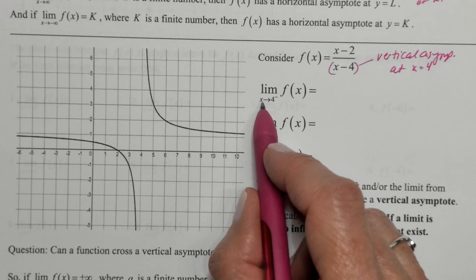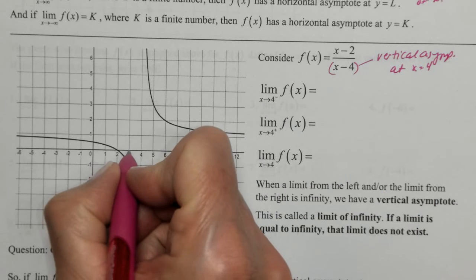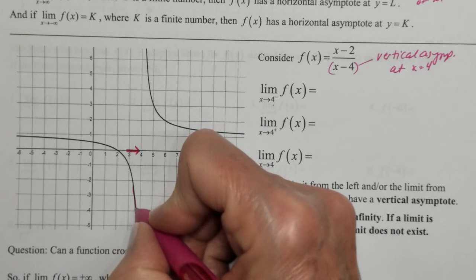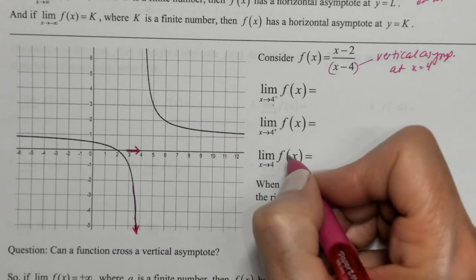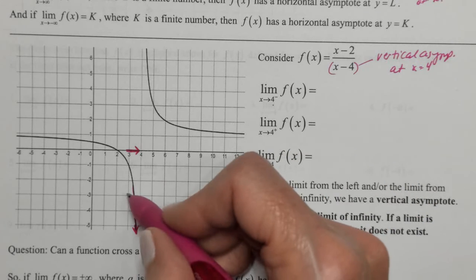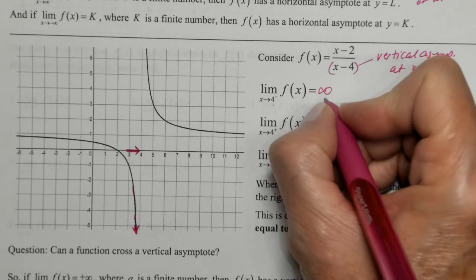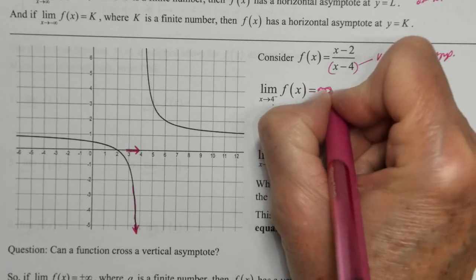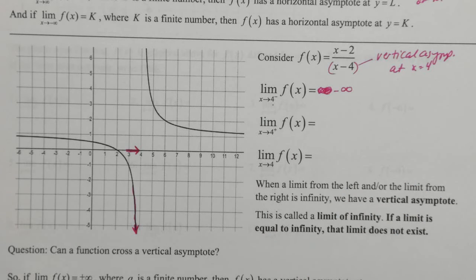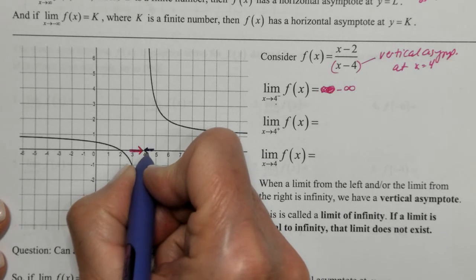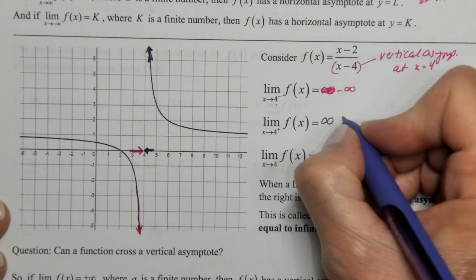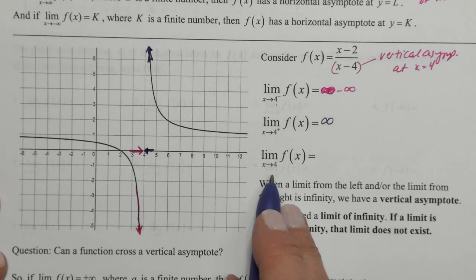Okay, let's find the limit as x approaches 4 from the left. So x is approaching 4 from the left. What is y doing? As x gets closer and closer to 4 from the left, what is y doing? Well, y is going to negative infinity, right? What happens as x approaches 4 from the right? Well, from the right, the function value is going to positive infinity. What is the limit as x approaches 4?